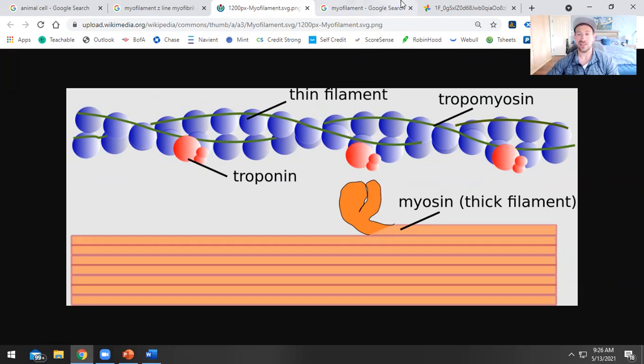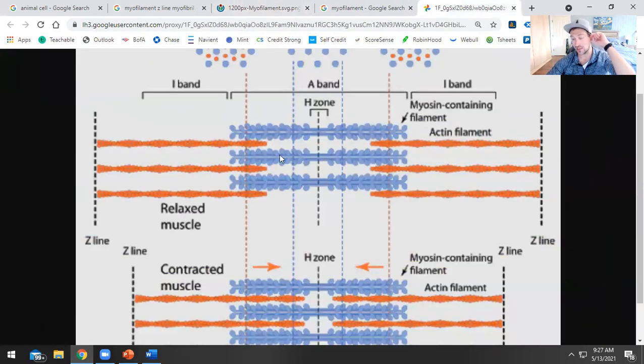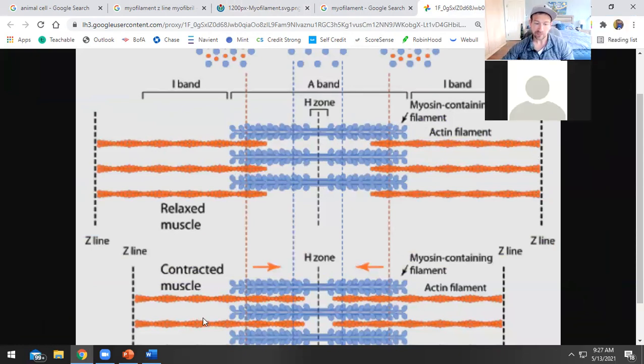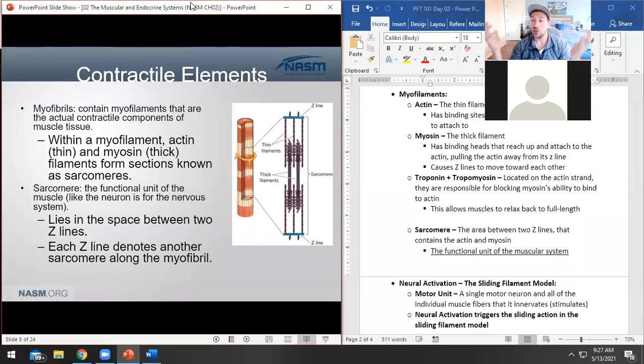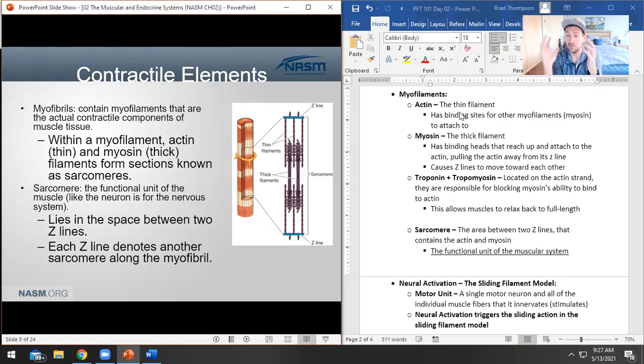The area where this is happening, this area right between these two Z lines, is called the sarcomere. And you will hear this sentence in your textbook, they will say the sarcomere is the functional unit of the muscular system. And what they mean by that is the way that your muscles work is by shortening its sarcomeres. It is going to contract, the myosin heads are going to drag the actin filaments a little bit closer towards its center. So when those Z lines shorten, you are shortening a sarcomere.